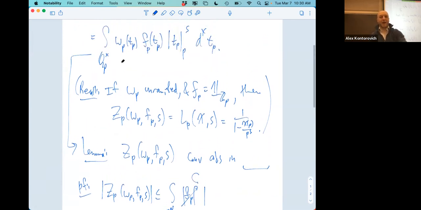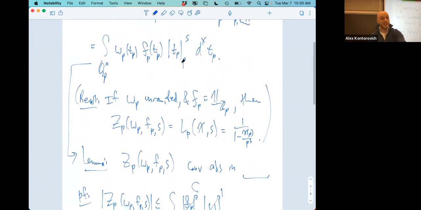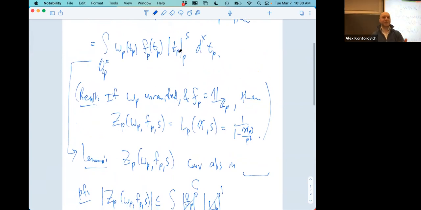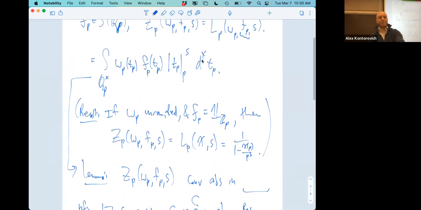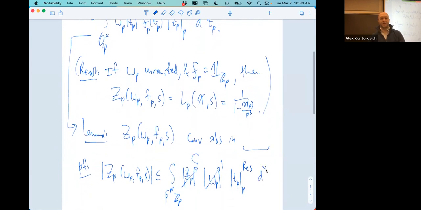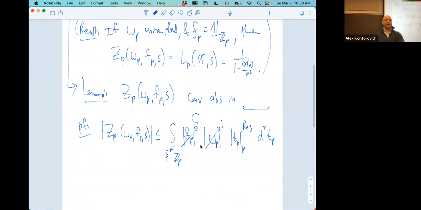What else do we have? We have absolute value of W, omega, that's 1. And then TP is a real number. I'm raising it to the power S. So that's TP, the pth root to the real part of S power, and then D star P. So this is just triangle inequality together with compactness and the size of the character. Does that make sense?